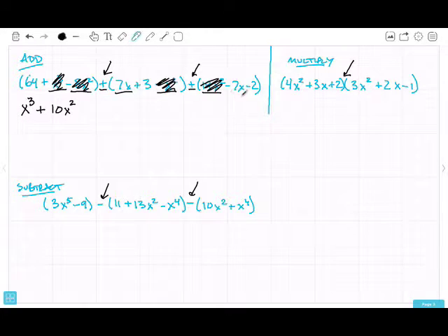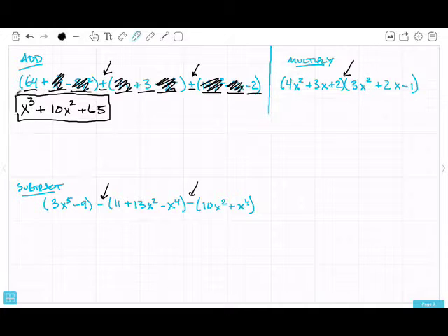What are we going to add together next? The x's. 7x. We have a negative 7x. Looks like when they add those together, it creates 0x. We're not going to write 0x. We're just going to write nothing. And lastly, the number. 64 plus 3 is 67. 67 minus 2 is 65. All of these functions combine together to create a trinomial, a cubic trinomial, x to the third plus 10x squared plus 65.